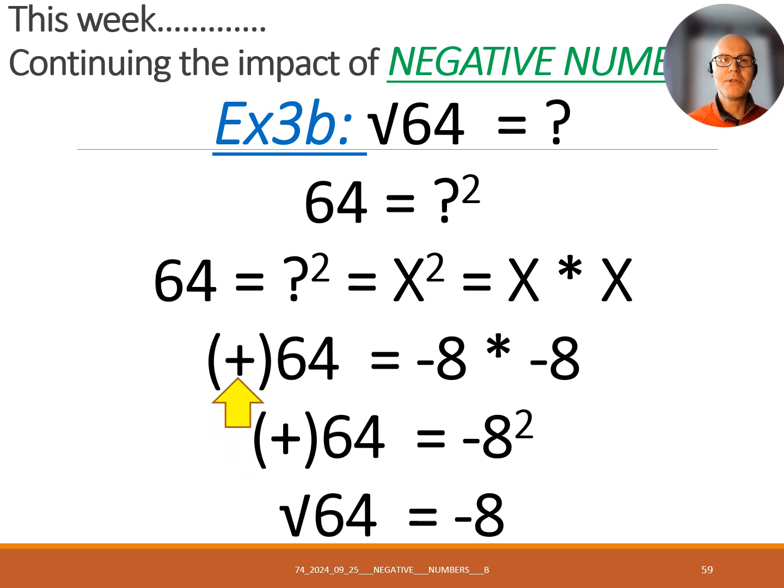We're trying to find out the answer to the square root of 64. Which number multiplied by itself is positive 64? In exercise 3a, we saw that positive 8 times positive 8 equals 64, but negative 8 times negative 8 also equals 64. Negative times negative equals a positive. So there's two correct answers for the square root of 64. Positive 8 is a correct answer, and negative 8 is also a correct answer.